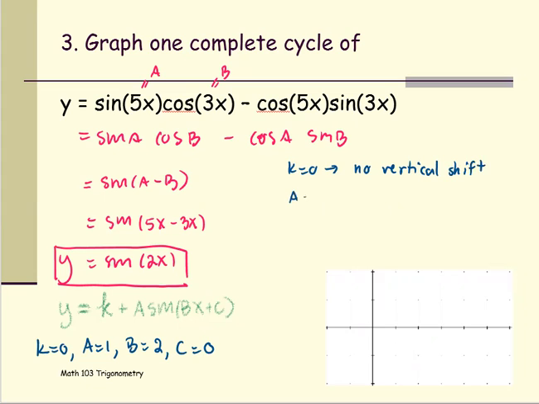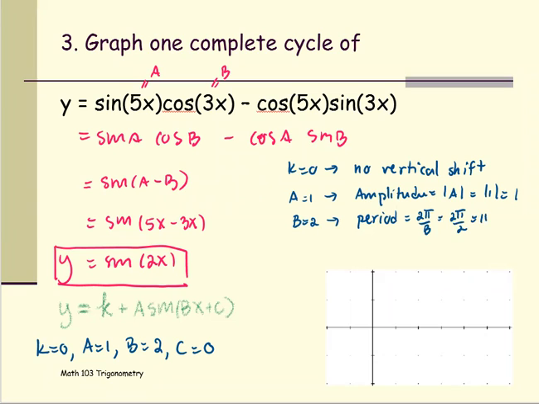The a equals 1 will be used to find the amplitude of the graph. The amplitude is the absolute value of a, which is the absolute value of 1, or 1. The number b equals 2 is used to compute the period of the graph. The period is 2 pi divided by b, which is 2 pi divided by 2, coming out to be pi. So the graph will finish one cycle with a length of pi.